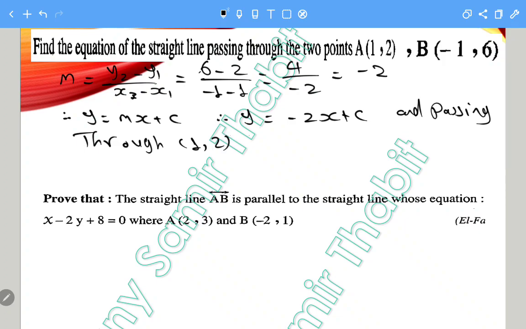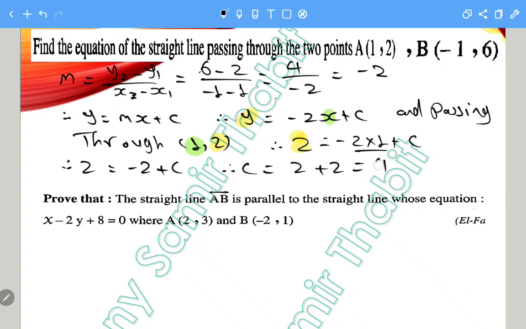So let's substitute with (1, 2). Here y is 2 and x equals 1. Then 2 equals negative 2 times 1 plus c, so 2 equals negative 2 plus c, then c equals 2 plus 2 equals 4. So the equation is y equals negative 2x plus 4.